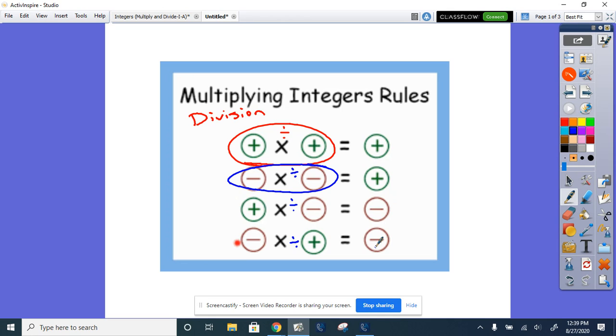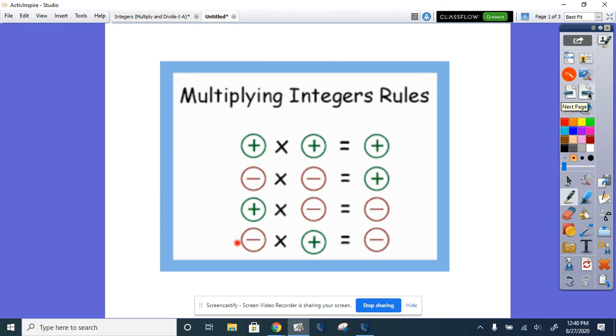Pretty much the general rule of thumb here is that if you have an even number of negatives, your answer is going to be a positive. If you have an odd number of negatives, like you see here, 1, 1, both the answers are negative. Okay, so that's our general rule of thumb when multiplying and dividing with integers.